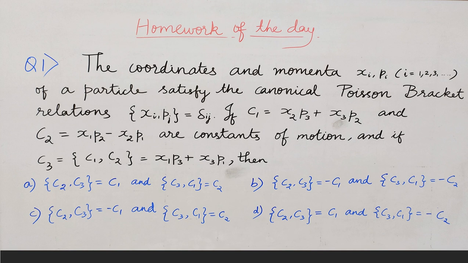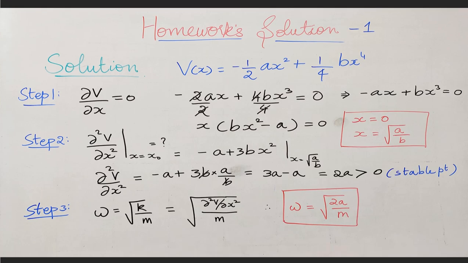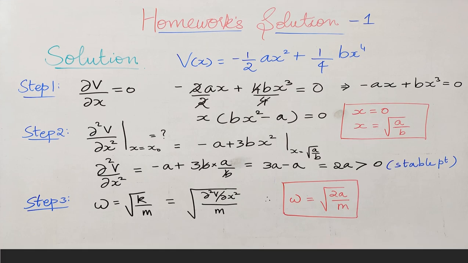Also, next I'm going to give you the solutions of my previous homework problems. This was my first homework problem, which was from stability analysis. Here I have my potential and I have to find the frequency of small oscillations. So how do we find it? We have the potential, and we find the equilibrium points by using the formula dV by dx equal to 0. So I have found the equilibrium points as this.